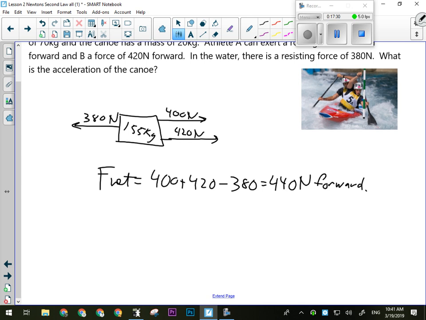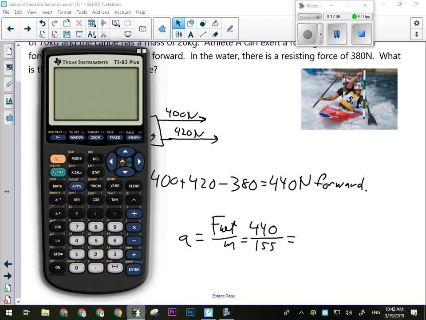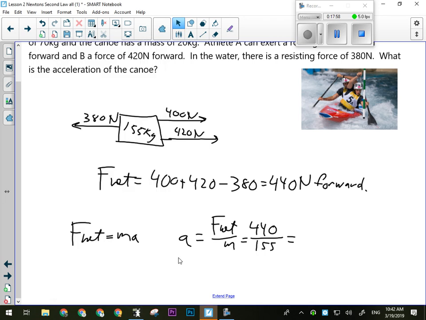Can I find the acceleration of the canoe now? Yes, so now I'm going to go net force also equals mass times acceleration. So acceleration equals F net divided by M. So that'll be 440 divided by 155 kilograms. Okay, so 2.8, we only have two significant figures here. So 2.8 meters per second squared forward.